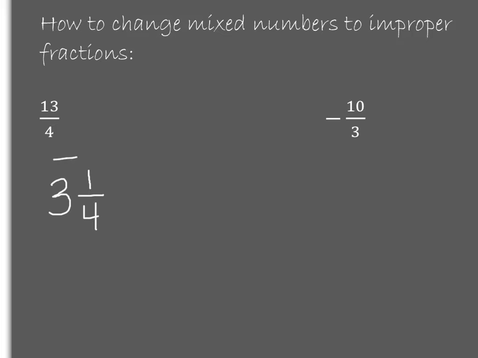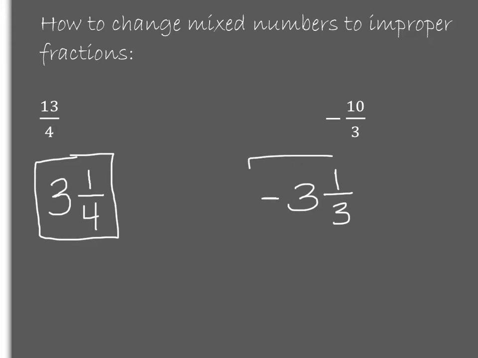So 3 and 1/4 would be the same as 13 over 4. You can check this by actually changing it back. So 3 times 4 is 12, plus 1 is 13. With this one, because it's negative, again, you just ignore the negative sign. 3 would fit into 10 3 times, with 1 left over out of 3, because it's negative, we make it negative in the end.